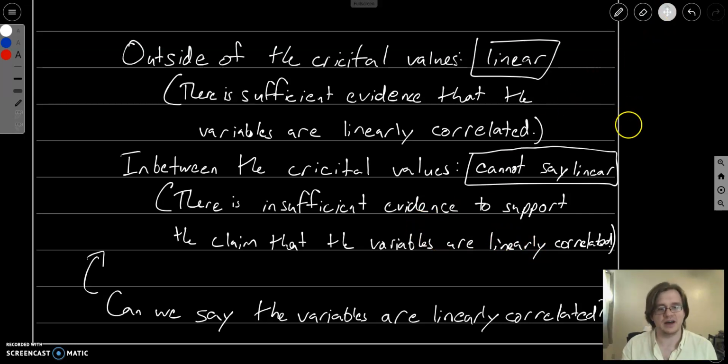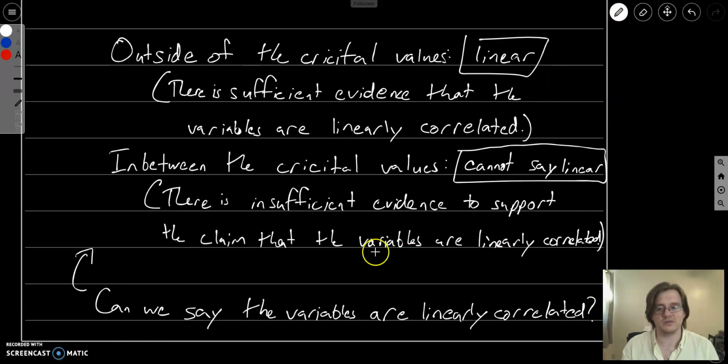And again, to really drive home this point, the question that we're trying to answer is, can we say that the variables are linearly correlated? If we're outside of the critical values, yes, we can say that. If they're in between the critical values, nope, we can't say that they're linearly correlated. In the next video, I'll look at how to actually compute R given some data in a spreadsheet.